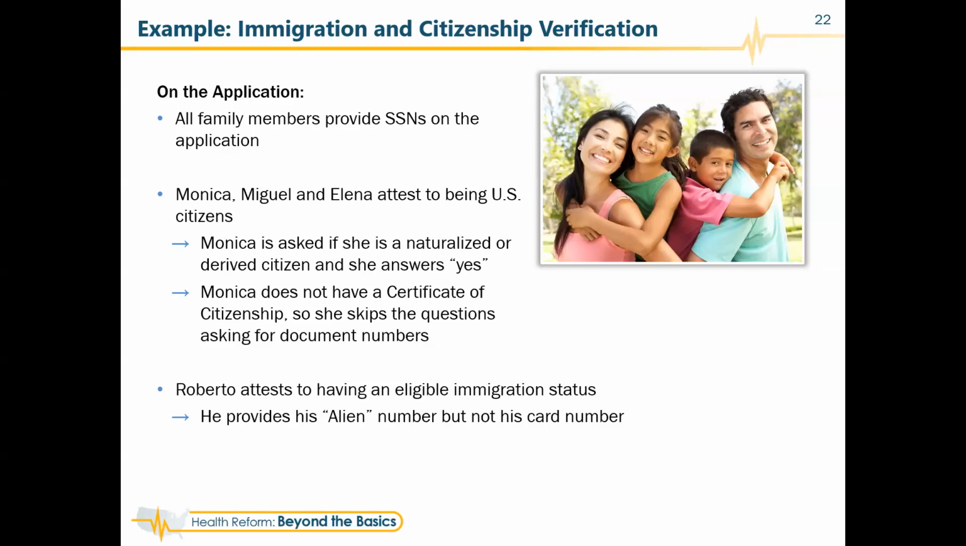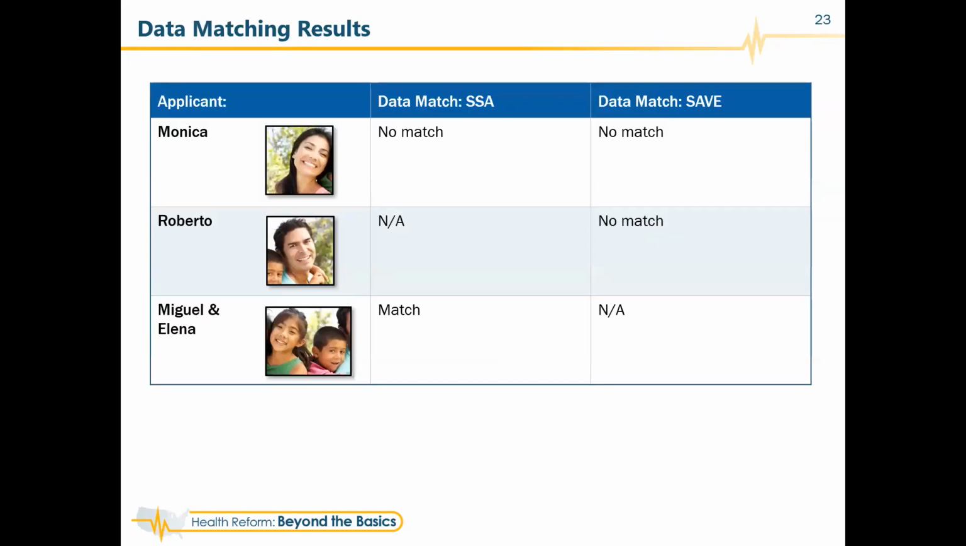Monica, Miguel, and Elena attest to being U.S. citizens. Monica is asked if she's a naturalized or derived citizen, and she answers yes. Monica does not have a certificate of citizenship, so she skips the question asking for those document numbers. Roberto attests to having an eligible immigration status, and he provides his immigration number, but not his card number. Let's see what happens in the data matching results.